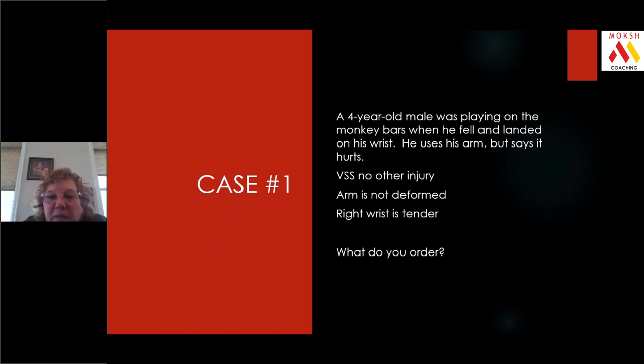So a 4-year-old male was playing on the monkey bars when he fell and landed on his wrist. He uses his arm but says it hurts. Vital signs are normal. He has no other injuries. He's checked from head to toe. Arm looks pretty straight, but he's really tender right over his growth plate on the right side, a little bit above the growth plate, just along that edge. So what kind of films do you order? Order an x-ray. Very, very good.